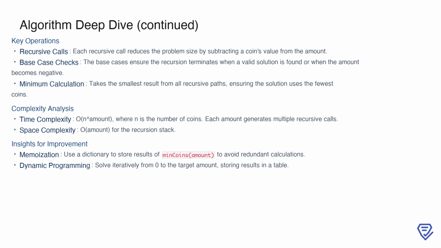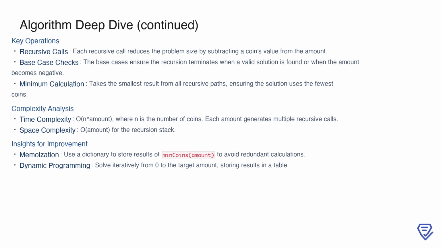Third, the algorithm calculates the minimum result from all recursive paths, ensuring we use the fewest coins to form the amount. However, this brute force strategy has significant computational costs. Its time complexity is n^amount, where n is the number of coins, as each amount generates multiple recursive calls. The space complexity is amount, due to the recursion stack.